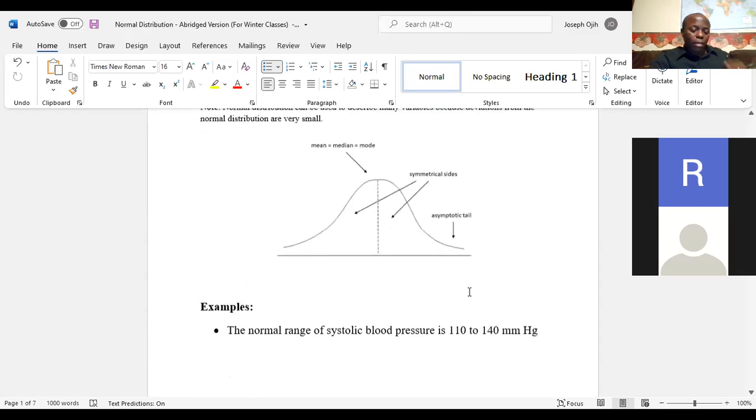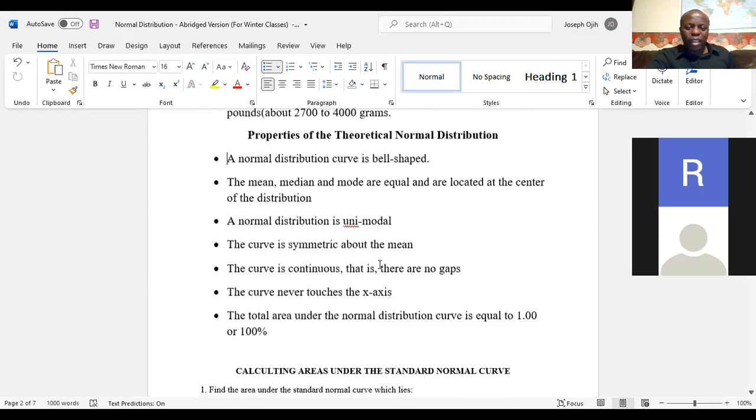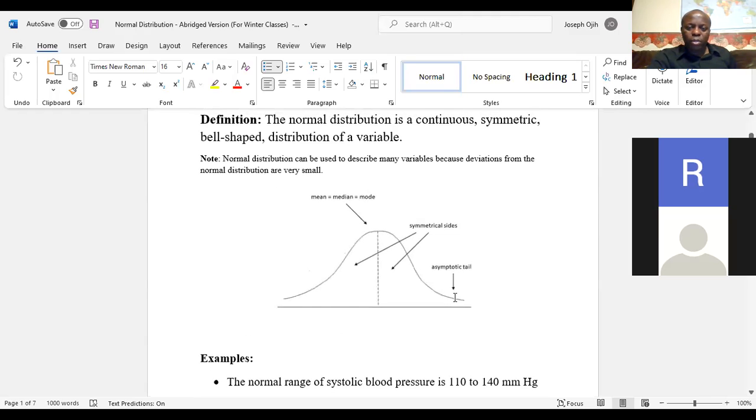Now, the curve never touches the x-axis. Never. You get closer to it, but never touch it. This is the x-axis here. You can never touch it. You keep getting close. So you say that it has an asymptotic tail.